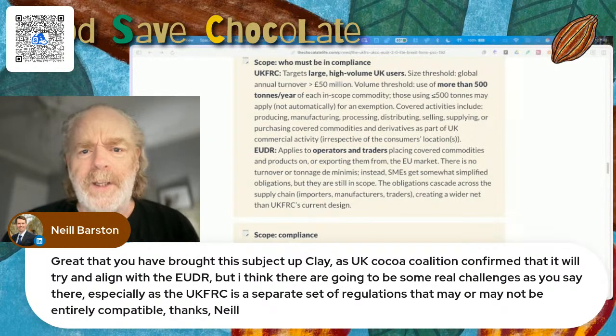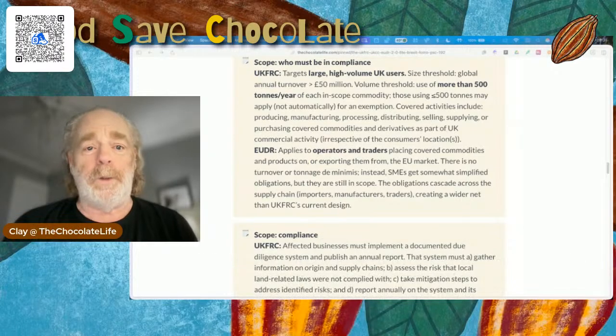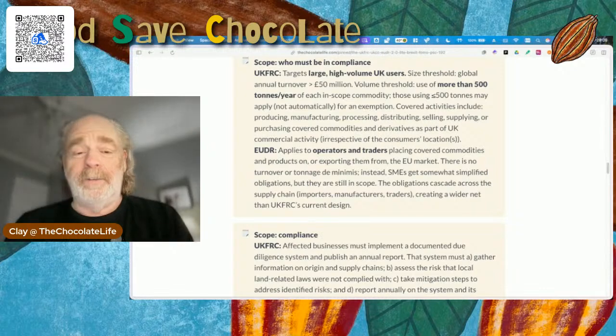Great that you have brought this up, Clay, as the UK Cocoa Coalition confirmed that it will try and align with the EUDR, but there are going to be some real challenges, you say, especially as the UKFRC is a separate set of regulations that may or may not be entirely compatible. Absolutely, right? So Neil and I, as I say, have been corresponding back and forth on this over the past day, and I am far more cynical than Neil appears to be. And I have to respect that.